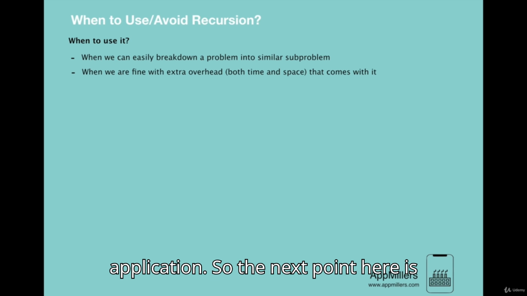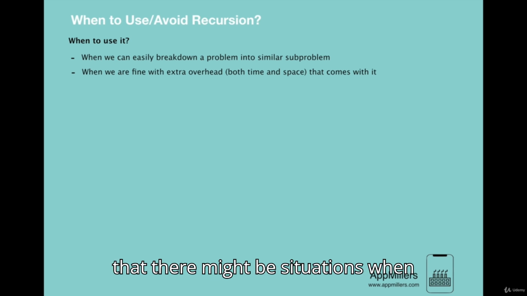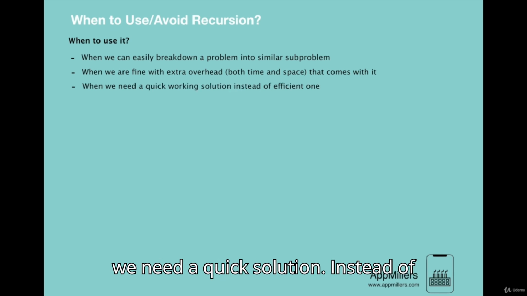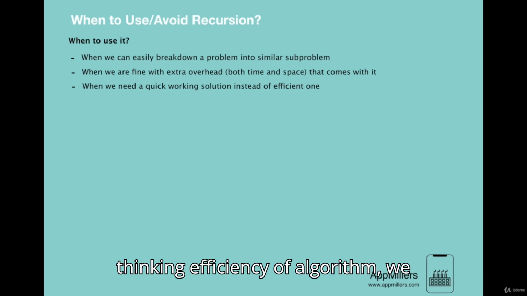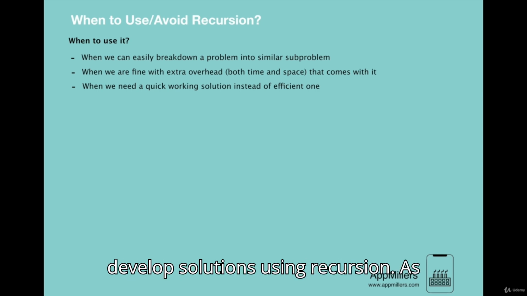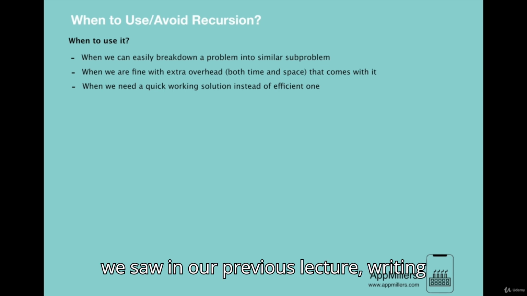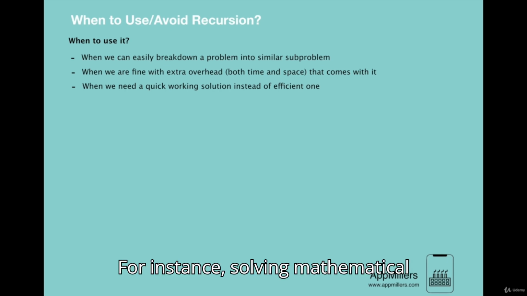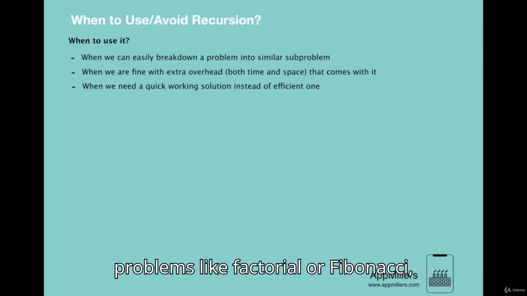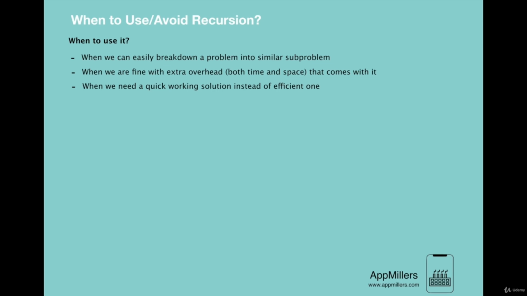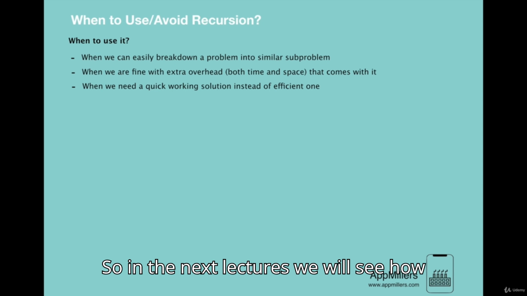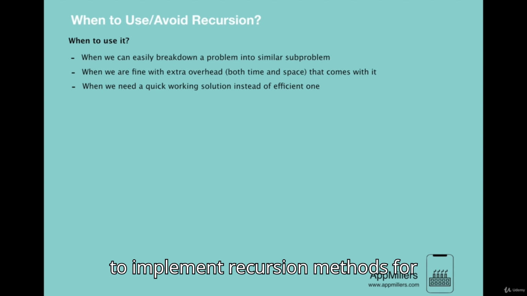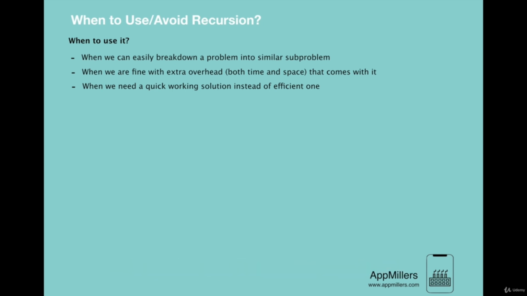So the next point here is that there might be situations when we need a quick solution. Instead of thinking about the efficiency of the algorithm, we develop solutions using recursion. As we saw in our previous lecture, writing code using recursion is much easier. For instance, for solving mathematical problems like factorial or Fibonacci, we can use recursion as an easy solution. So in the next lectures, we will see how to implement recursion methods for factorial and Fibonacci numbers.